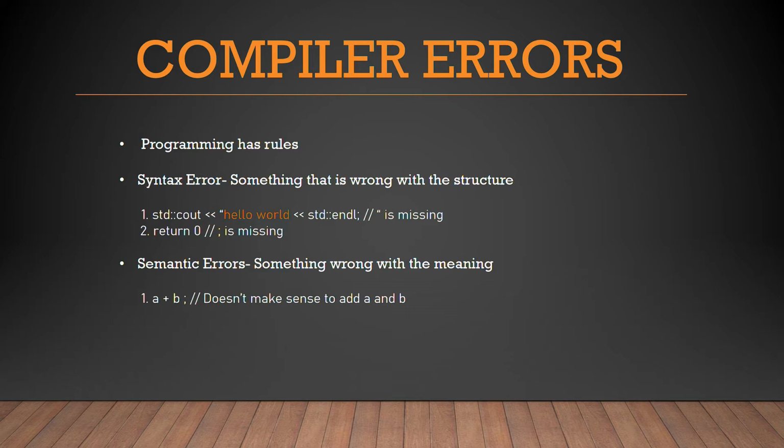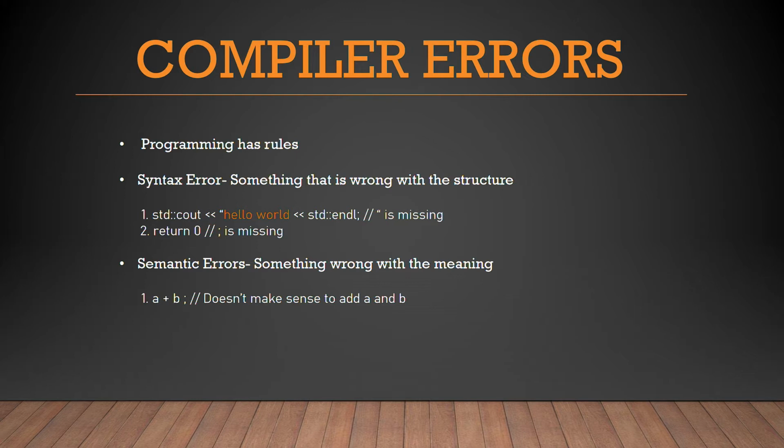Semantic errors are a little different. The structure may be correct, but the meaning of your code should also make sense to the compiler. In the example, we are saying add A and B. This is a basic addition operator, but if it doesn't make sense to add A and B, the compiler will give you a semantic error. For example, say we add a cat to an integer. It doesn't make sense to add a cat to an integer, does it? So the compiler will generate an error.